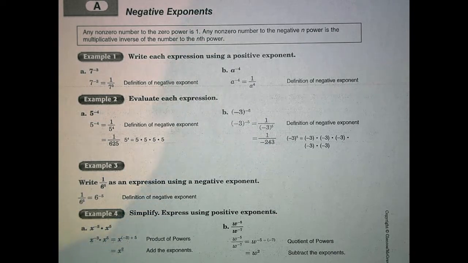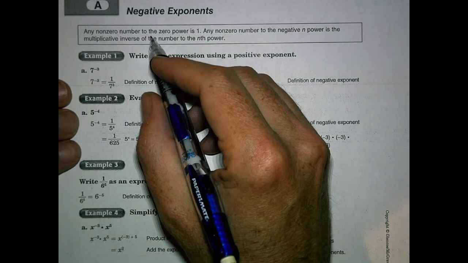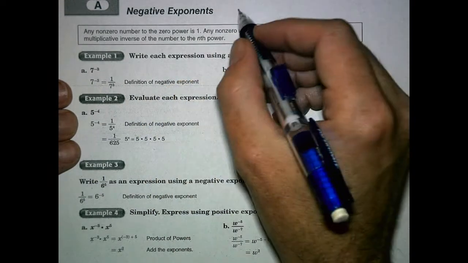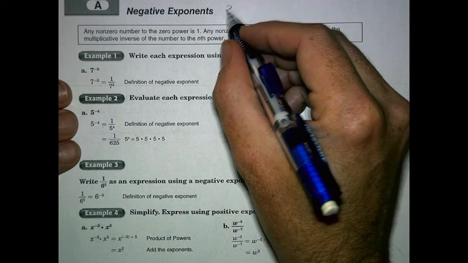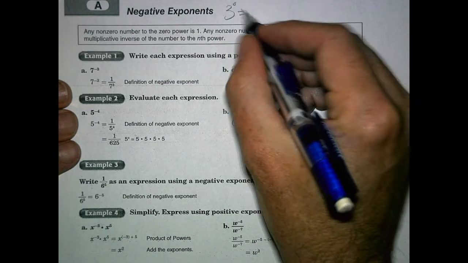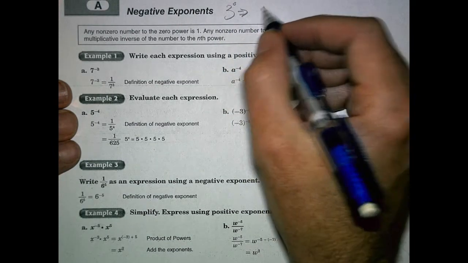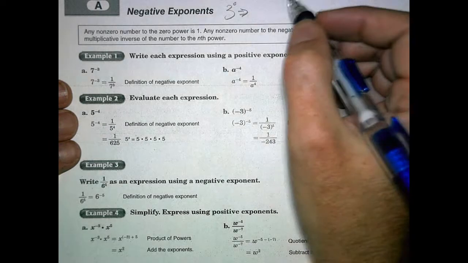Hi there, today we're going to be looking at negative exponents. So any non-zero number to the 0 power is 1. If I have, first of all, 3 to the 0 power, that's always going to be equal to 1. No big deal there.